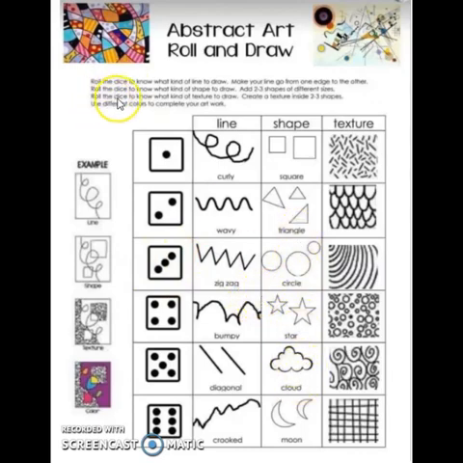And then of course next it says roll the dice to know what kind of texture. In this case, it's more like pattern. And then we're going to create patterns inside 2 to 3 different shapes. And then we're going to use our colors to complete our artwork. So, let's go ahead and give this a try.